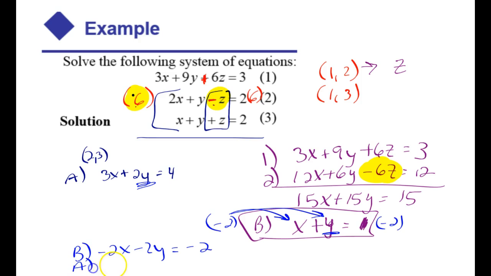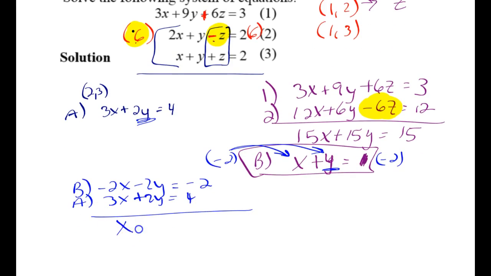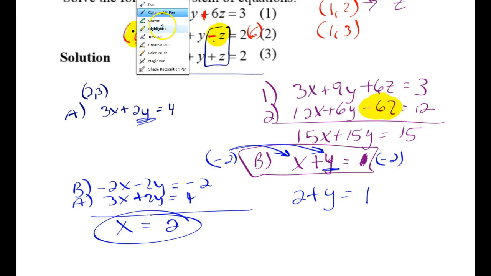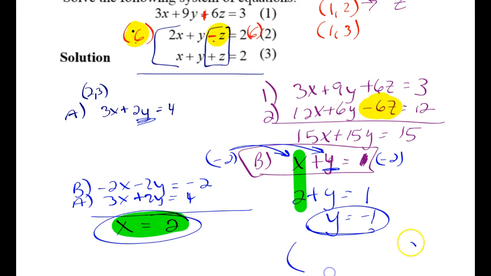My equation A remains the same. 3x plus 2y should equal 4. And adding this up, I'll get x equals 2. I'll back substitute that. I get a choice. Either I can go to A or B. I'll go to B. So I have 2 plus y equals 1 because I just found the value of x, so I'm letting x be 2. And continuing to solve, I'll get y equals negative 1 if I subtract off 2. So now I've got 2/3 of my answer.